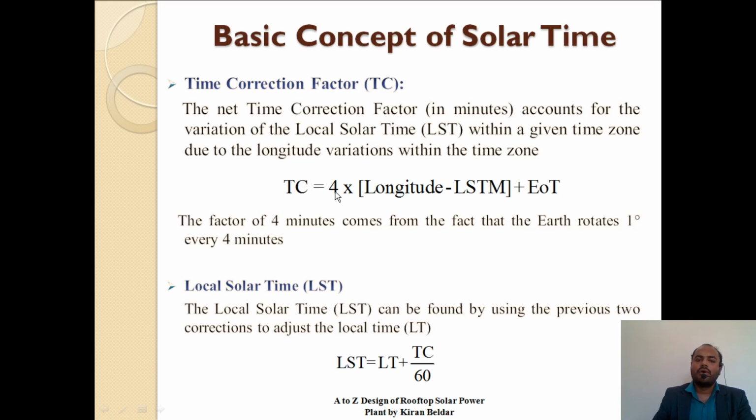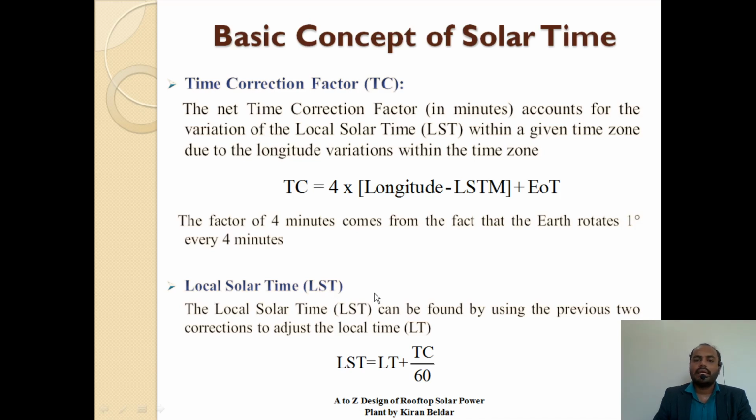So the TC formula is an empirical formula. We easily get it as 4 multiplied by (longitude minus LSTM, that is local standard time meridian) plus EOT, where the factor 4 comes from the fact that when the earth rotates by 1 degree, it takes 4 minutes. So the time correction factor in minutes we get by multiplying this value by 4. Longitude is the longitude at which we are calculating, and the LSTM, local standard time meridian, we calculate according to the UTC zone of a country or place. EOT we calculate from the formula, and by considering all these factors we get the value of TC, that is the time correction factor in minutes.